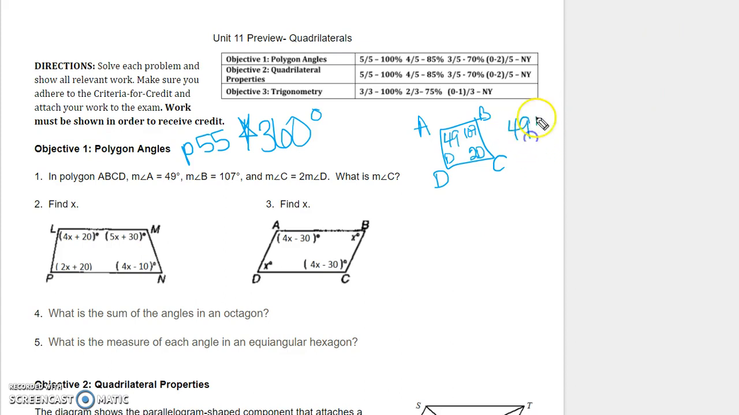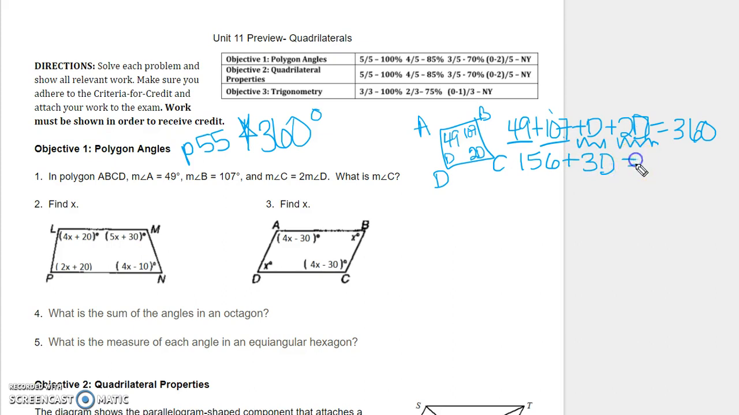So I'm going to add up 49, 107, D, and then 2D, and that's equal to 360 degrees. Here's where the algebra needs to kick in. We combine like terms. I'm going to add these two numbers together, those are alike. And my D's are alike, so I can combine them. 7 plus 9 is 16. I carry my 1. 4 plus 0 plus 1 is 5. I get 156 for my numbers. D and 2D gives me 3D's. That equals 360. Then I solve for D.